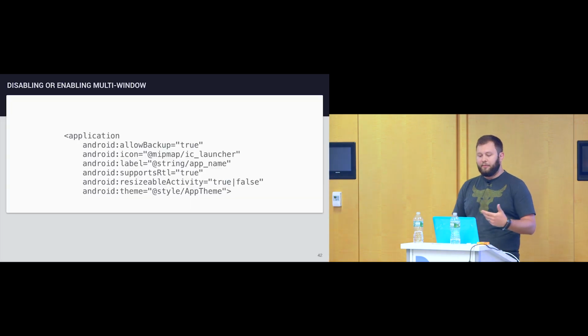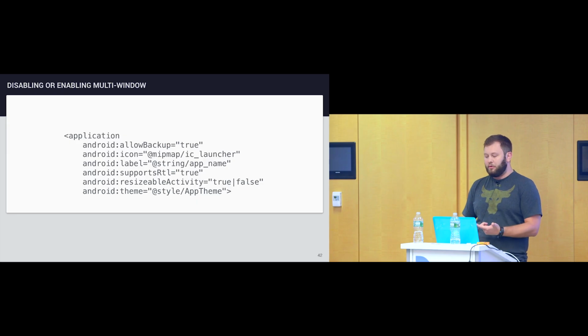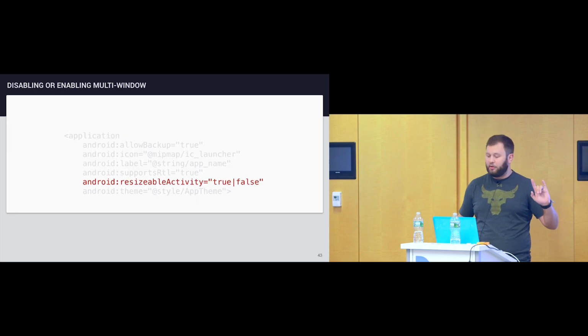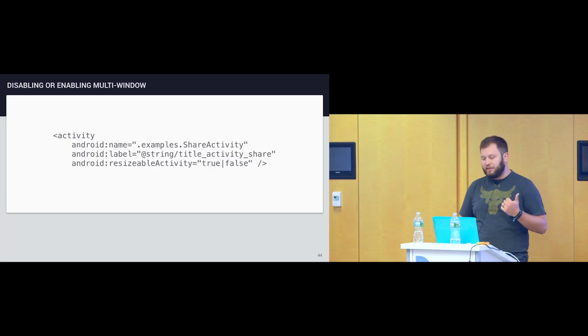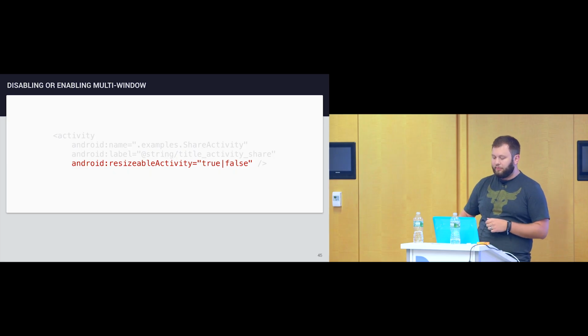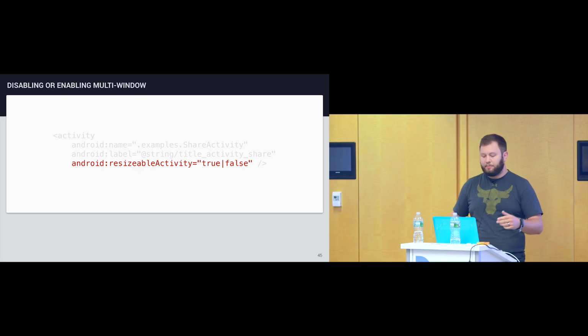So in order to do that, first and foremost, you go to Application if you want to turn off or turn on multi-window on application mode, and you would add the resizable activity and then either true or false depending on which one you want to support. Like I said, pretty easy. And then same with activities. Go to your activity in your manifest, add the resizable activity, true or false, and you're done. You either are supporting it, so it's more verbose so that someone knows you are actually supporting it, or you've turned it off altogether.